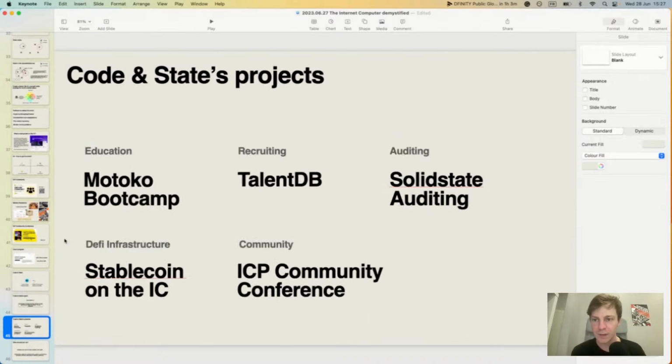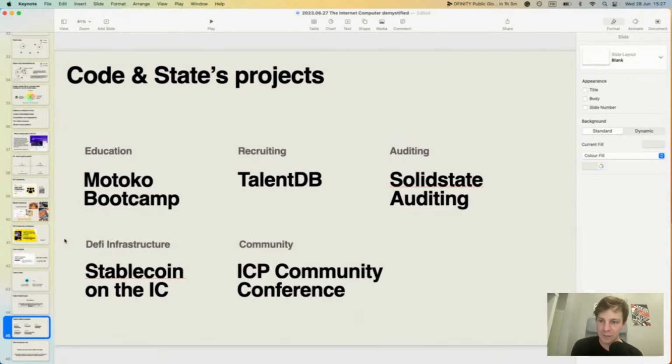So Motoko Bootcamp, which you can see the poster here. TalentDB, if you need any job or if you are looking for developers for your project. We also have the auditing firm. So if you need someone to check out your canister, if the code is secure before essentially doing a sale or decentralizing it to the community.